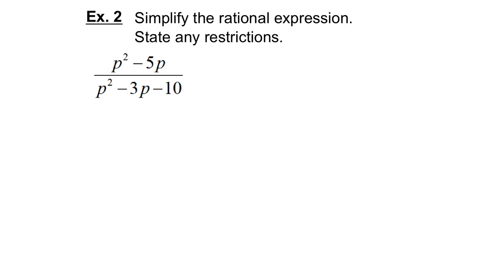Now for this next example, it's the same question being asked, just starting with a different expression. Simplify the rational expression, state any restrictions. Remember the method. We factor the numerator, we factor the denominator, we keep track of restrictions, and we cancel out factors that are common to the numerator and the denominator. So why don't you try this on your own, pause the video, and then see how you do.